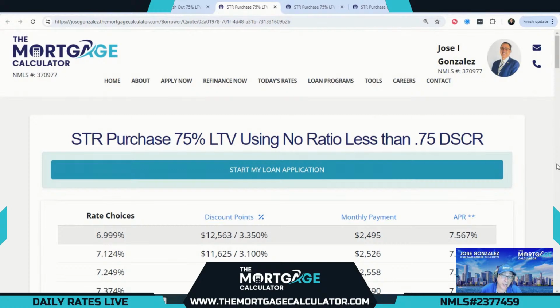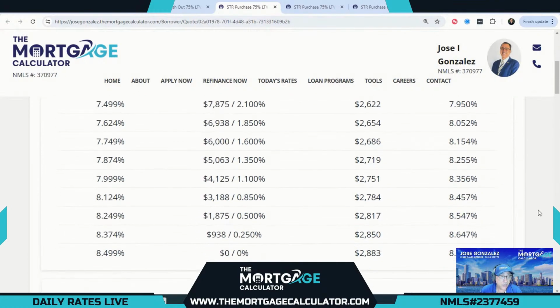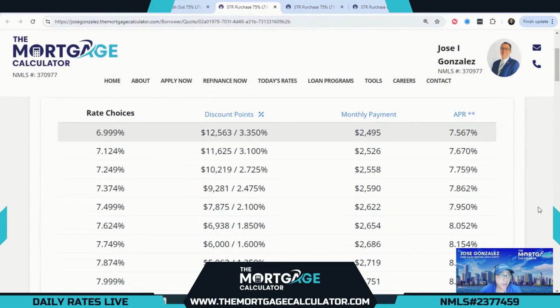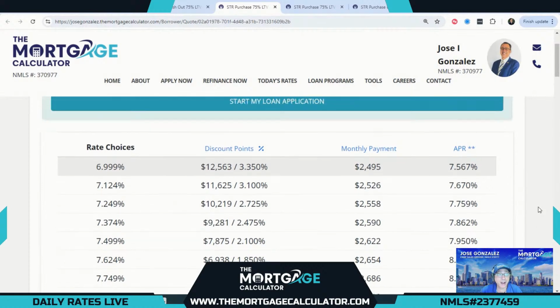Now, for those scenarios where the long-term rent provides less than 0.75 DSCR, but the borrower says, Jose, I want it. I know I can make it happen with that property. Just get me in. Well, then this is the product. 25% down for a no ratio where the debt service coverage ratio is less than 0.71. Still great rates here. 8.499 lowest cost option at par. And you can buy that down all the way to 6.999 at a cost of 3.35 points.